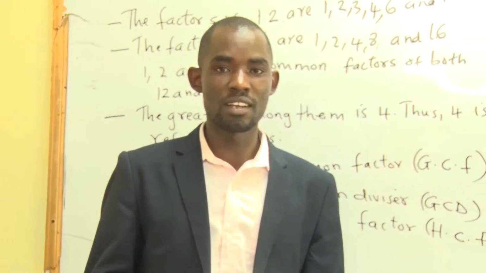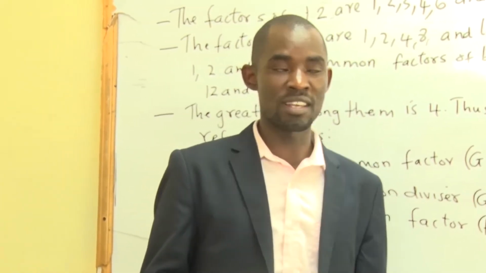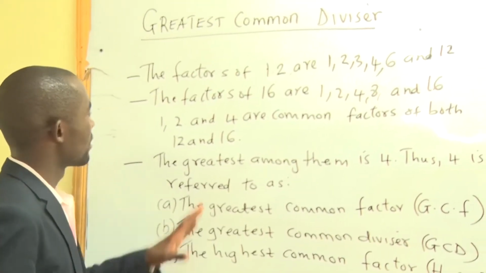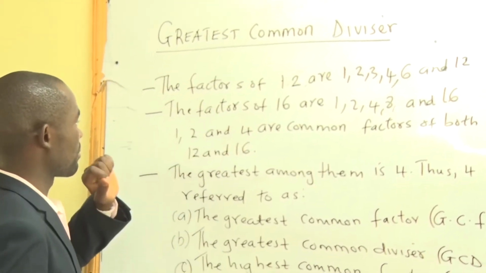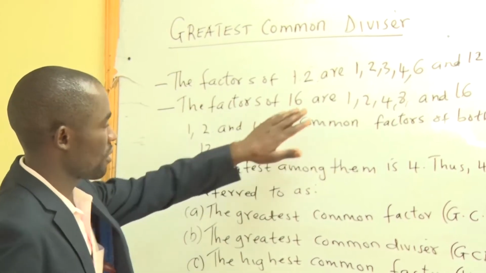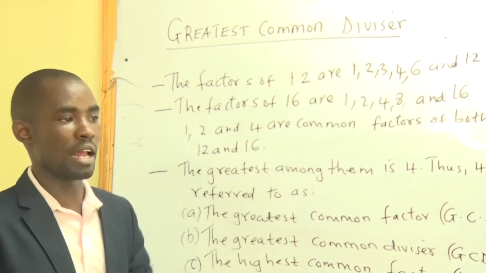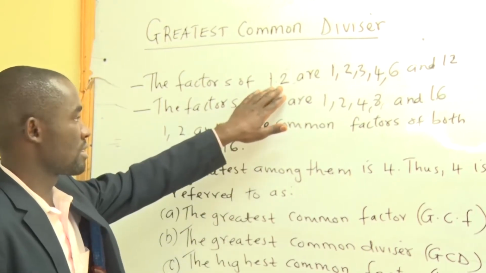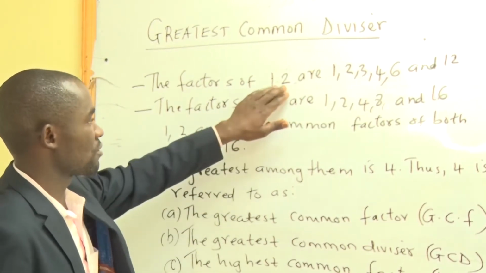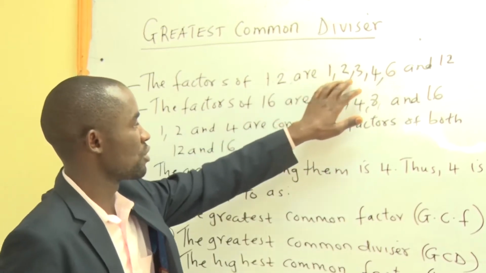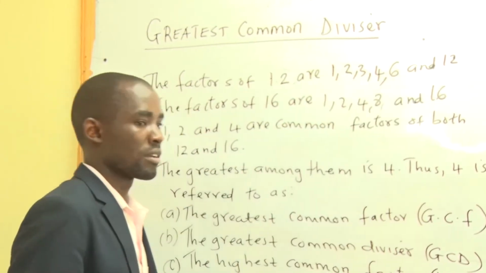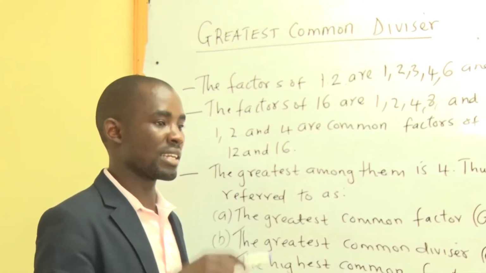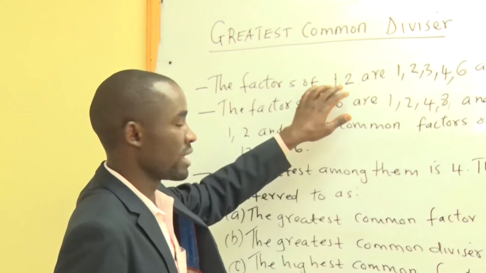We shall be discussing the greatest common divisor, and as an introductory part, we are taking a very good example: the factors of 12. For instance, if you are given a number, you can get its factors. If you have 12, the factors of 12 are 1, 2, 3, 4, 6, and 12. Remember, when we talk about factors, we mean numbers that can exactly divide 12.